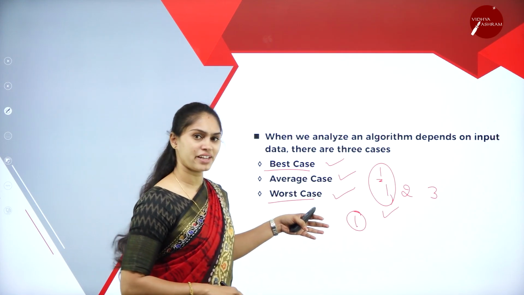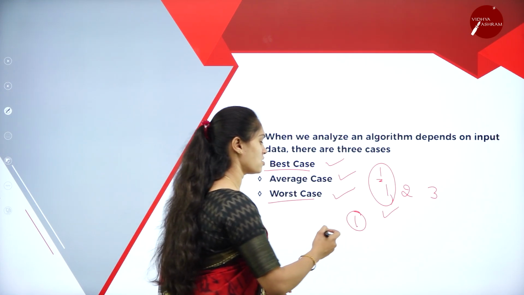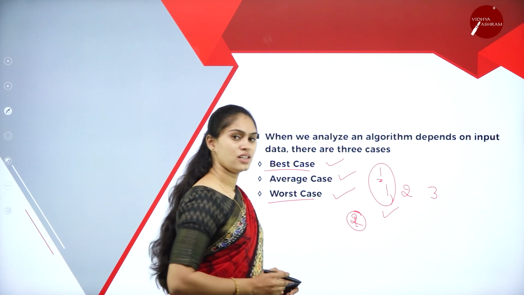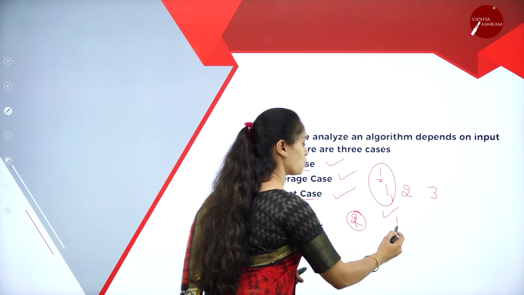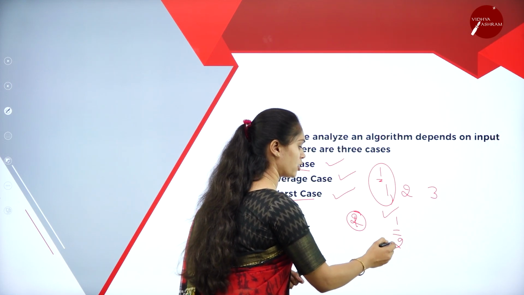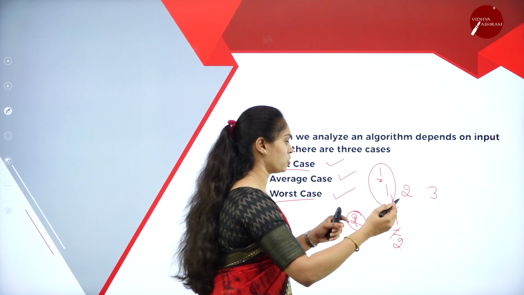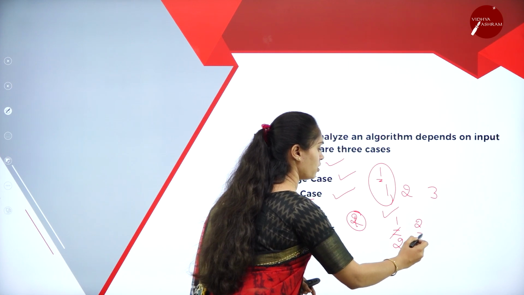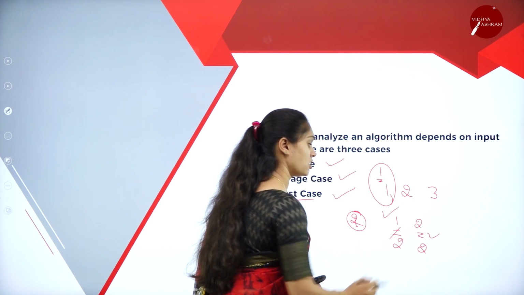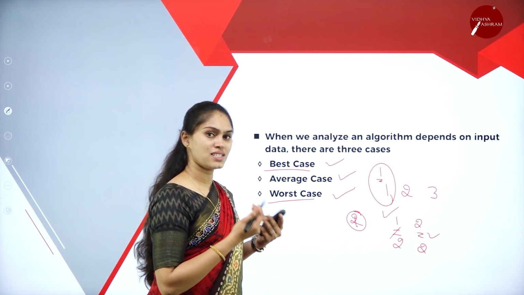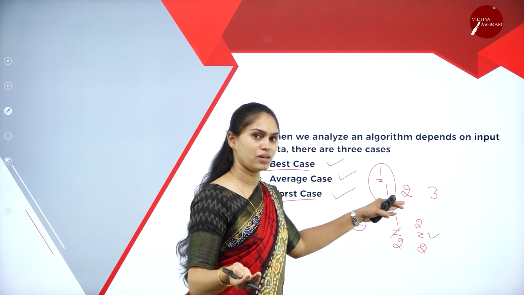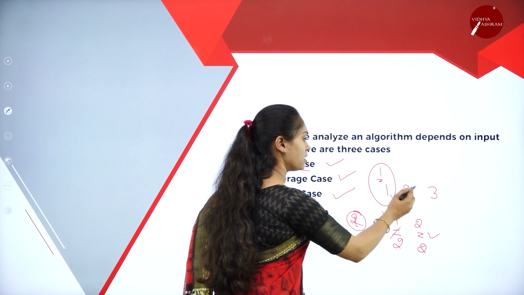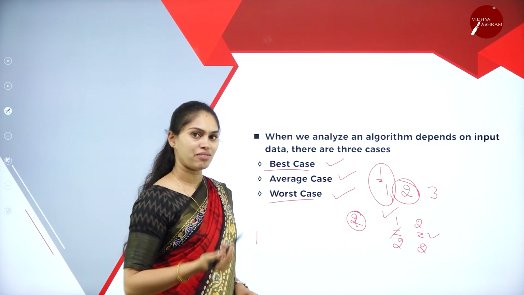Then what will be the average case? Now I need to check the value 2. I compare 1 with 2, whether 1 is equal to 2. Not equal. So I move to the next one, that is 2. 2 is equal to 2. Yes, it is true. So what is the average case now? I have checked one number and left one more number, but I got a solution in the middle. So this will be the average case.